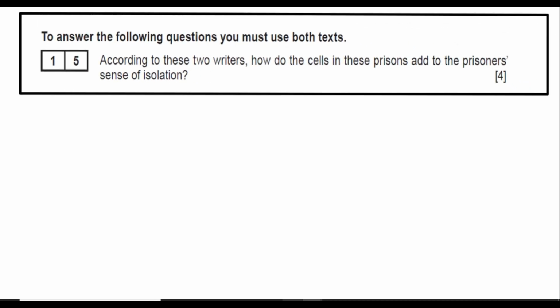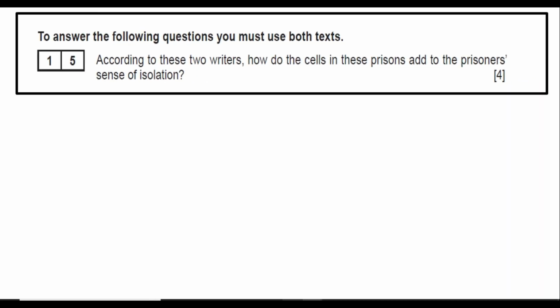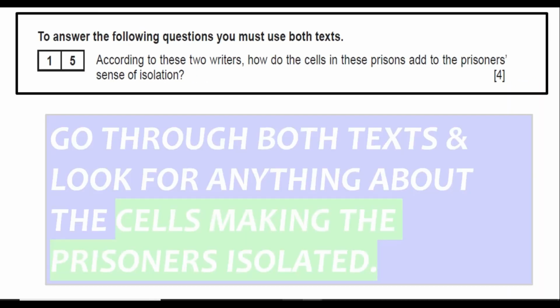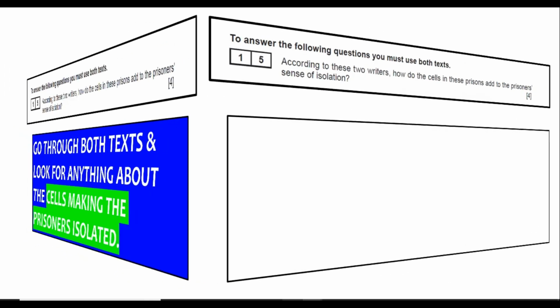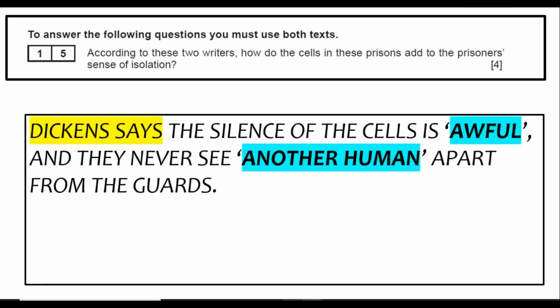So all you're doing in this question is, how do the cells in these prisons add to the prisoner's sense of isolation? So you're going through both texts and highlighting any quotes that tell us anything about the cells making the prisoners feel lonely or isolated. That is basically the question. It's only a 4-mark question. You're only on it for 5 minutes, so don't waste time. Get your answers quickly. Okay, here we go then.